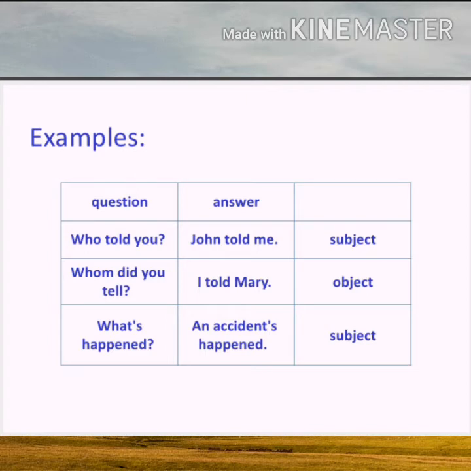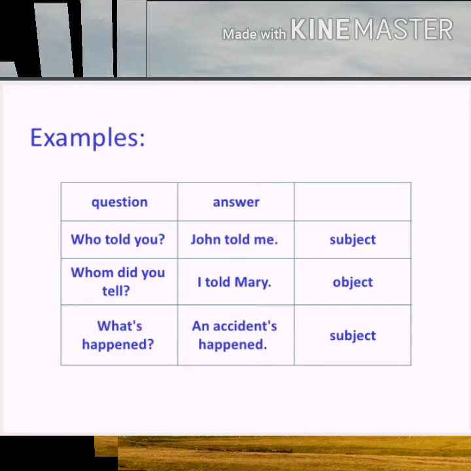John is a subject, and we are asking for the subject here. Whom did you tell? I told Mary. Here we are asking about the object with the help of whom. So we got the answer Mary as an object. Now in the third example, the question is, what happened? And we got the answer, an accident happened. Here an accident is a subject. So we have asked here about the subject.